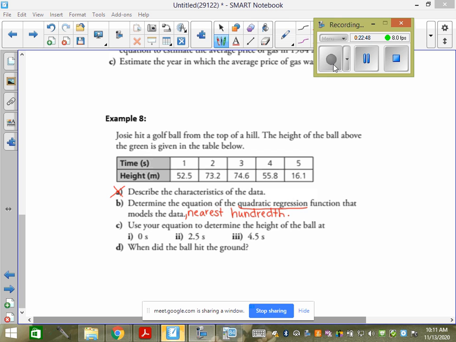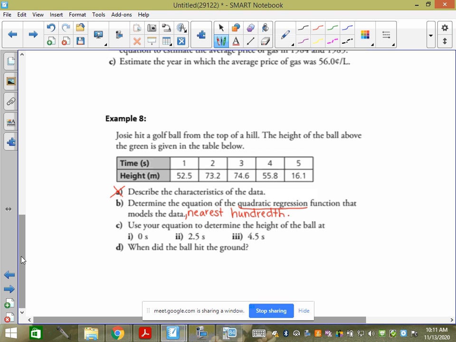You're going to use your equation after that to determine the height at 0 seconds, 2.5 seconds, and 4.5 seconds. And then you're going to figure out when the ball hit the ground. What does that mean, when the ball hit the ground? What height is that? 0. So they're literally asking you to find out when y2 equals 0. Okay? So you're going to try that.